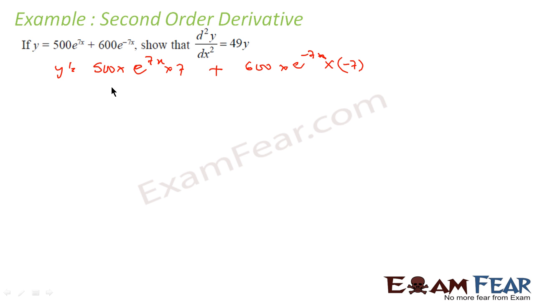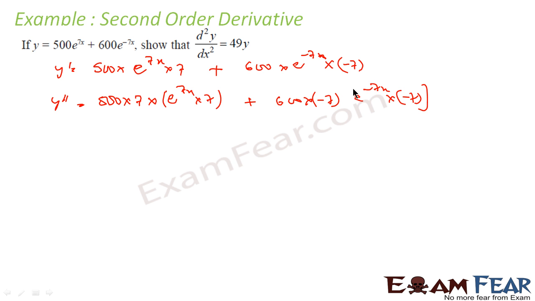So what we get here is, if you take 7 common, or let this be the value actually. So this is y dash. Let's find y double dash. So this is nothing but 500 into 7, which is constant anyway, so let it be there. E to the power 7x becomes e to the power 7x into 7, plus same thing, 600 into minus 7 will be the constant, and e to the power minus 7x, if you differentiate, it is nothing but e to the power minus 7x into 7. Correct? So this is for this, and this is for this.